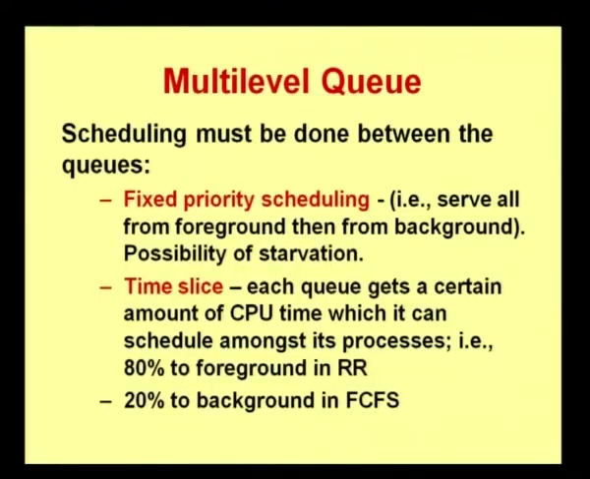Now, before the break, we were seeing about the multi-level queues, about the scheduling issues. We were seeing about the fixed priority scheduling and about the time slice. What will this time slice be doing? Each queue gets a certain amount of CPU time which it can schedule among its processes. That is 80% to the foreground and 20% in the background.